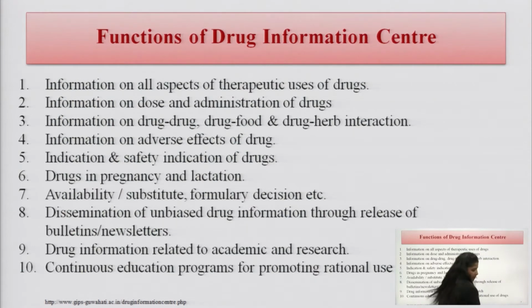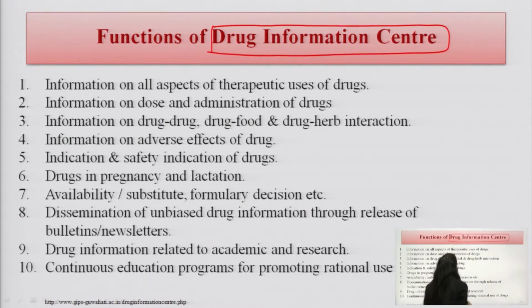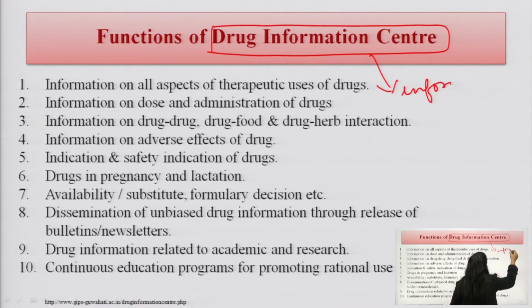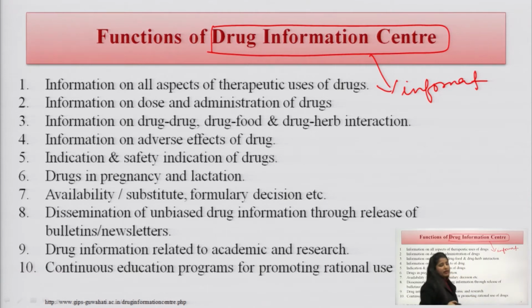Now coming to the next point, the functions of the drug information center. If drug information services are provided by the drug information center, what are the functions? As the name shows, it gives information on every aspect of a drug: the dosage, interactions, use, indications, precautions, contraindications, everything. The common thing is the information regarding the therapeutic uses of drugs.